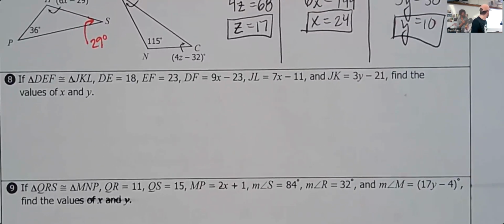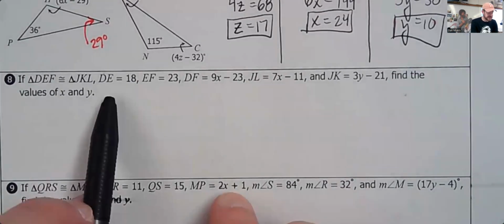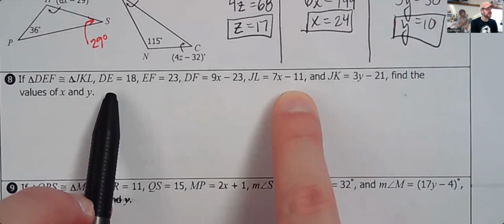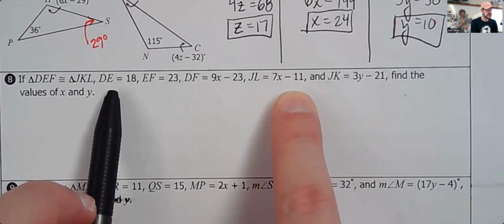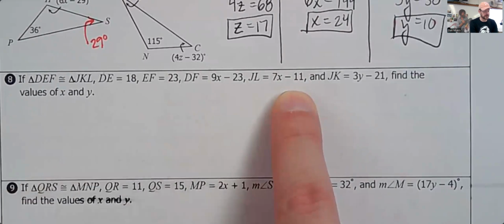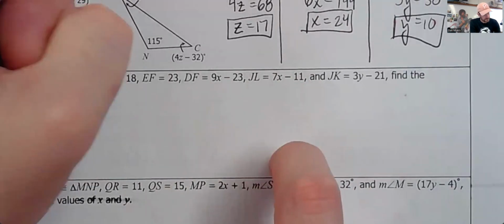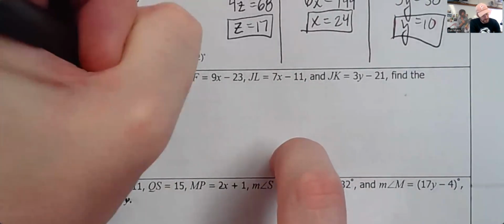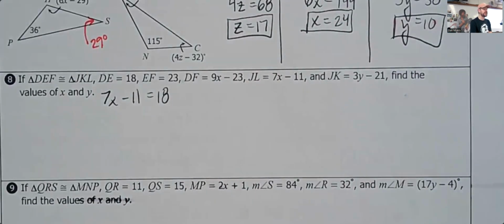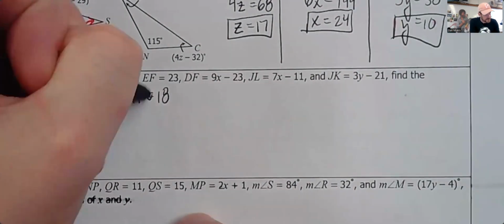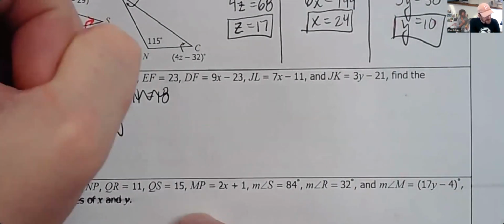what does DE match up with? JK. JK. All right, so DE is 18. JK is 7x minus 11. So 7x minus 11 equals 18. That'll be one of our equations, solving for x. Oh, wait, that's not right. I wrote JL, sorry. JK is 3y minus 21. 3y minus 21 equals 18.